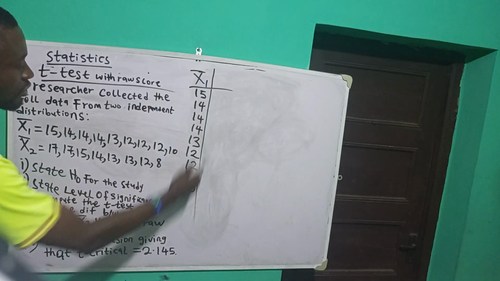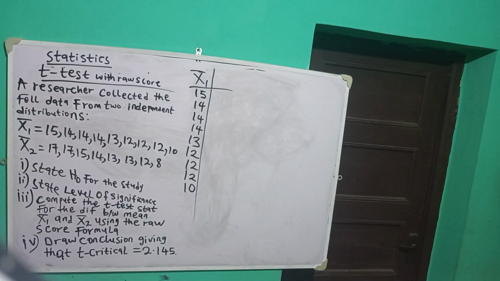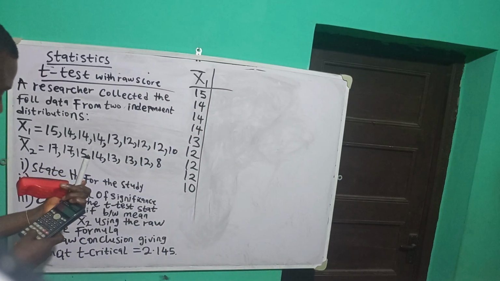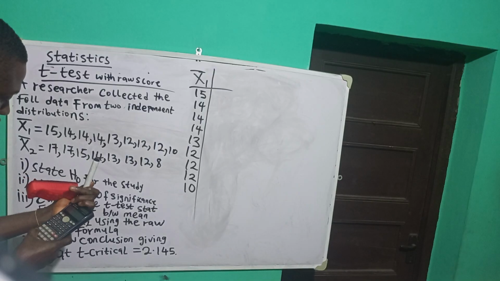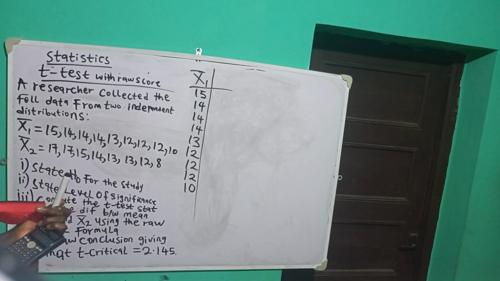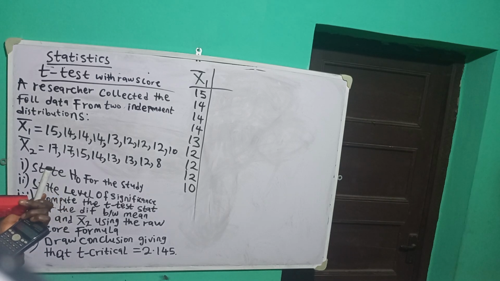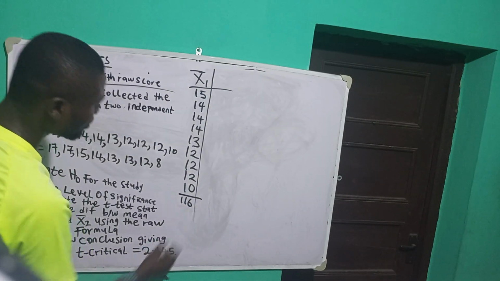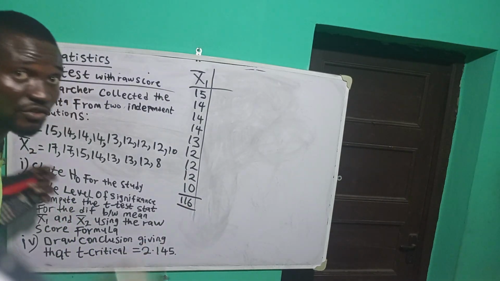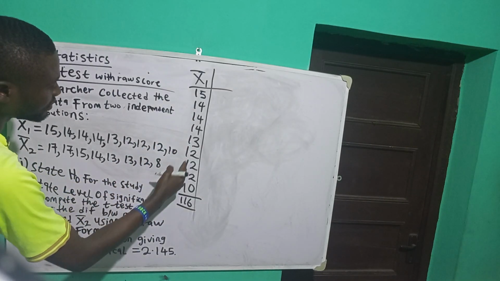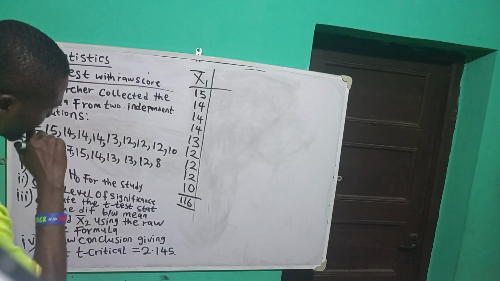So the next thing is to add up all these numbers. 15 plus 14 plus 14 plus 14 plus 13 plus 12 plus 12 plus 12 plus 10. If I add up all these numbers, the total is 116. Then I will divide it by how many scores there are. How many scores are here? 1, 2, 3, 4, 5, 6, 7, 8, 9.